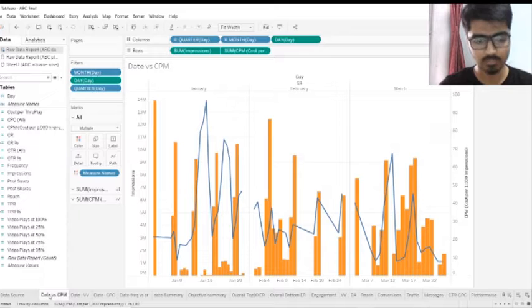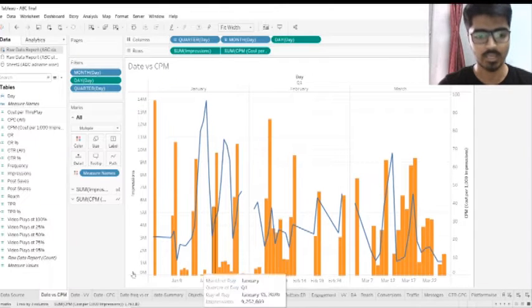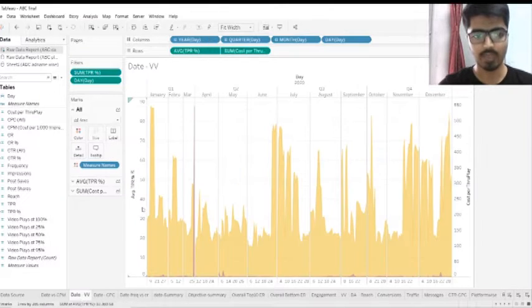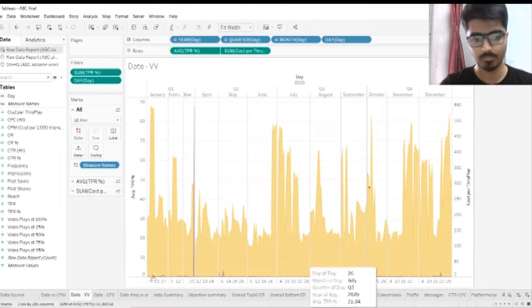First is the date versus CPM graph. We have date on the x-axis and it is a dual axis chart, that is, it can show two metrics at a time, and we have used color legends to differentiate both metrics. The orange one is the impression and CPM, and we have added filters over here which will be used later on the dashboard. Moving forward, average TPR, through play rate, and the cost per through play.